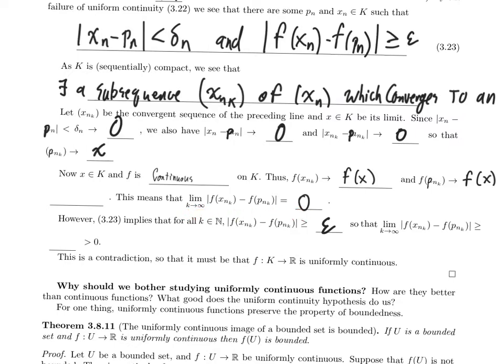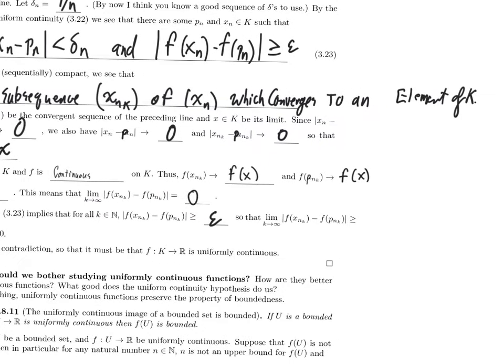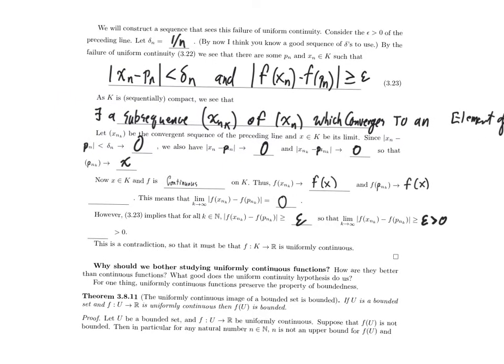know it's equal to 0, so that limit must be greater than or equal to epsilon, which in turn is greater than 0. So that's a contradiction, because this means that the limit of f of x sub n sub k minus f of p sub n sub k is greater than 0, but the limit of f of x sub n sub k minus f of p sub n sub k is equal to 0. There's a contradiction, so this function f must be uniformly continuous.